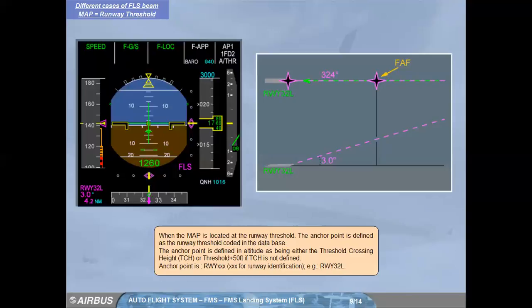At the runway threshold, the anchor point is defined as the runway threshold coded in the database. The anchor point is defined in altitude as being either the threshold crossing height, or threshold plus 50 feet if threshold crossing height is not defined. Anchor point is RWYXXXXXX for runway identification. Example given, runway 32 left.